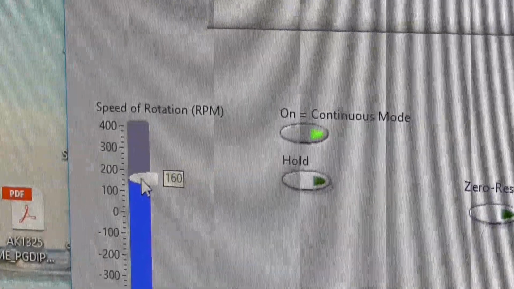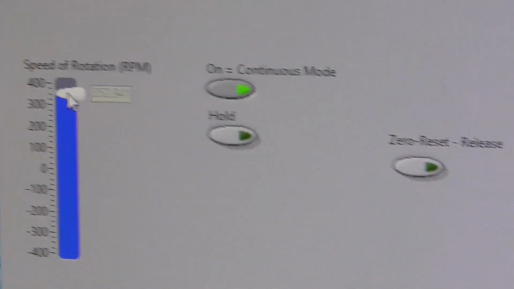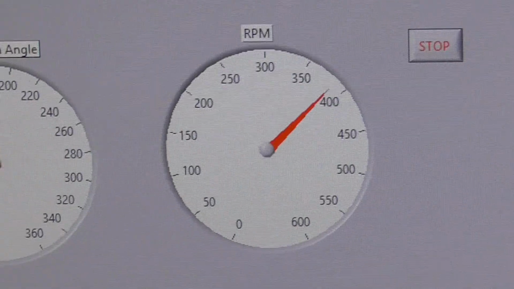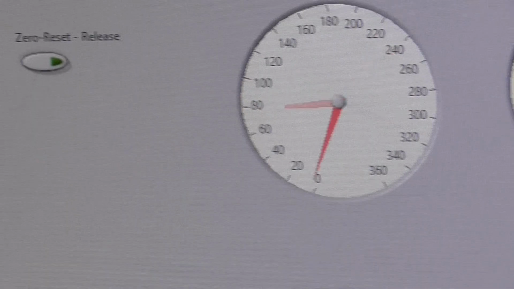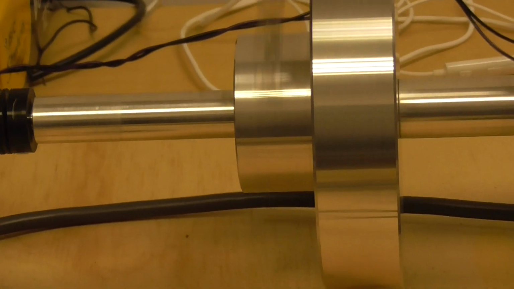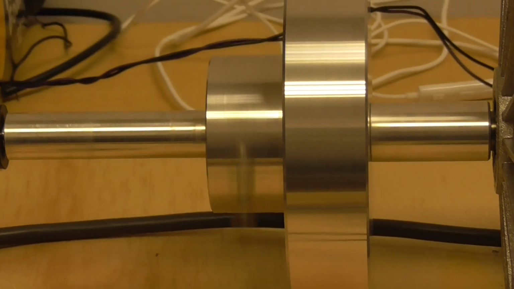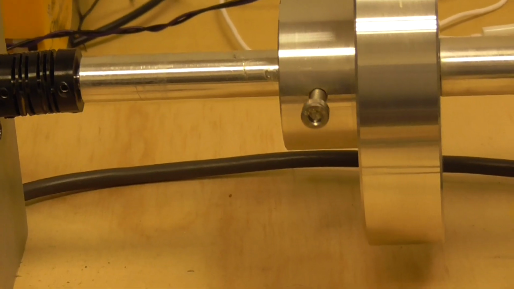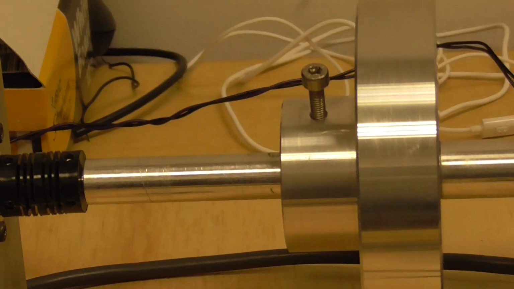We can increase this. It's increasing the speed. Speed's nearly 400 RPM. That's really racing around now. And the shaft of the motor is going at constant velocity. Bring it back down again. Down to zero. There she goes. Slightly negative now. And I can also hold it.